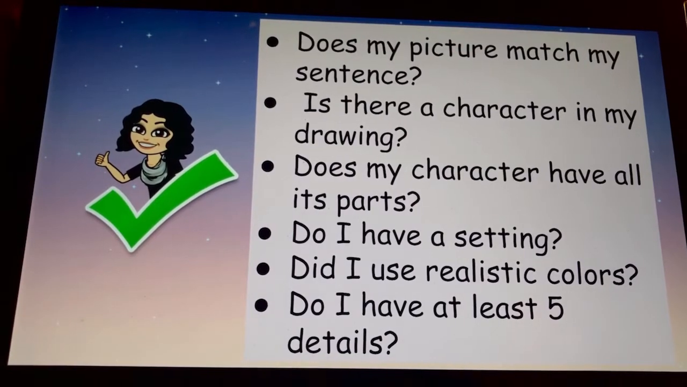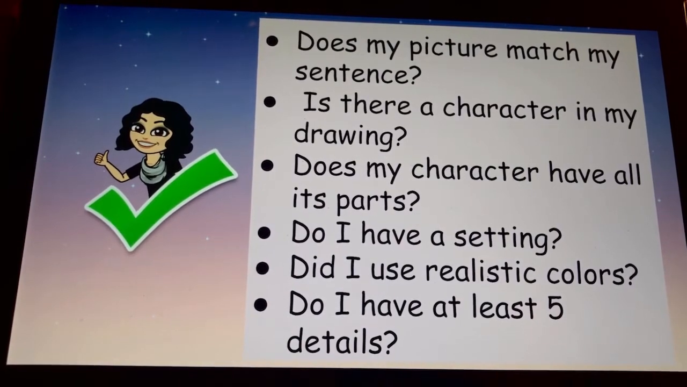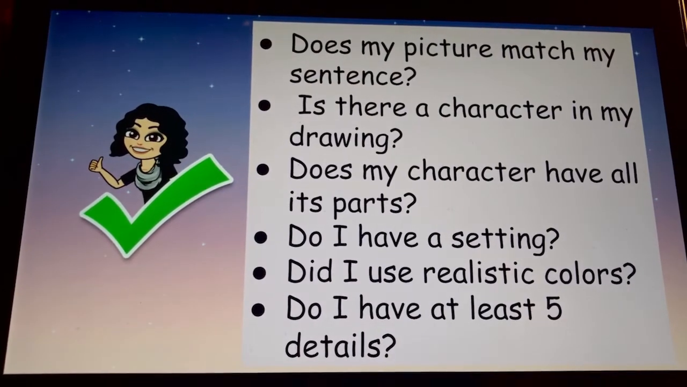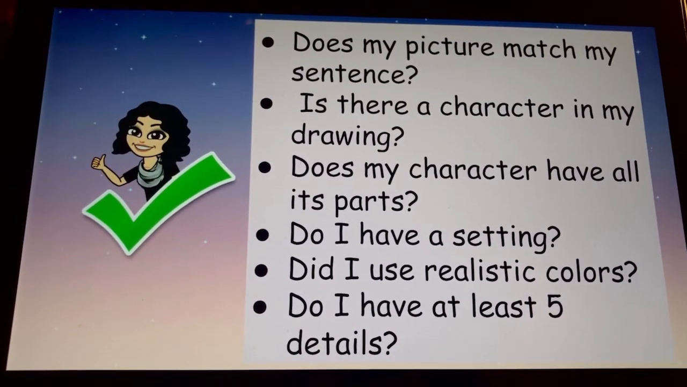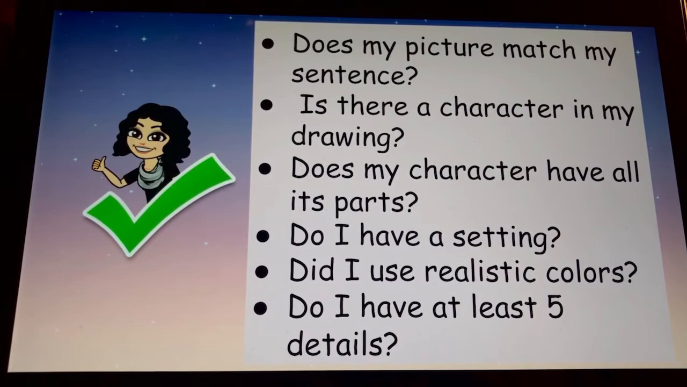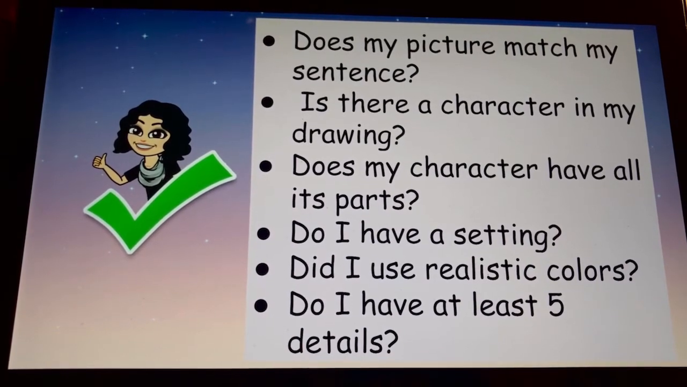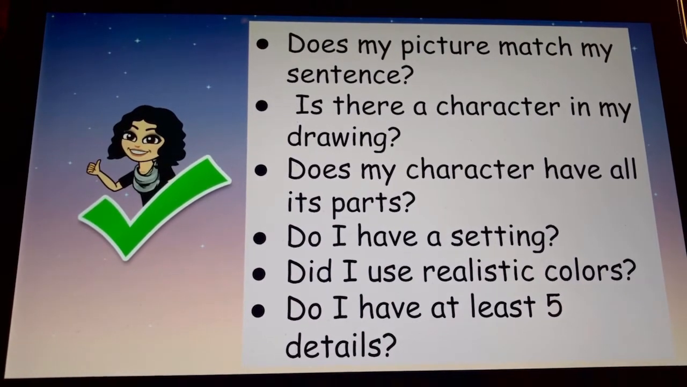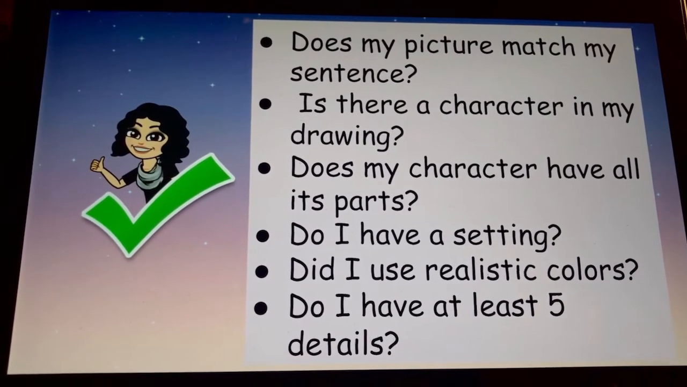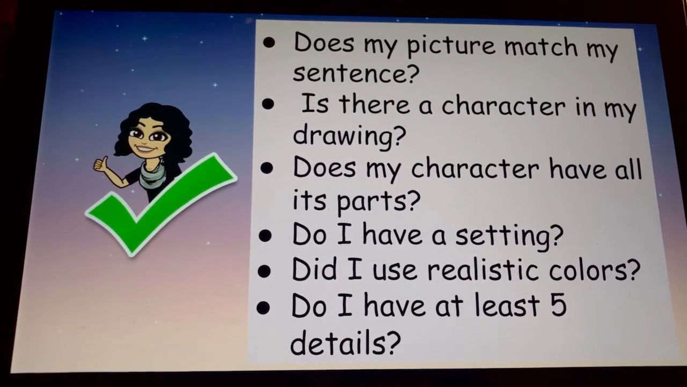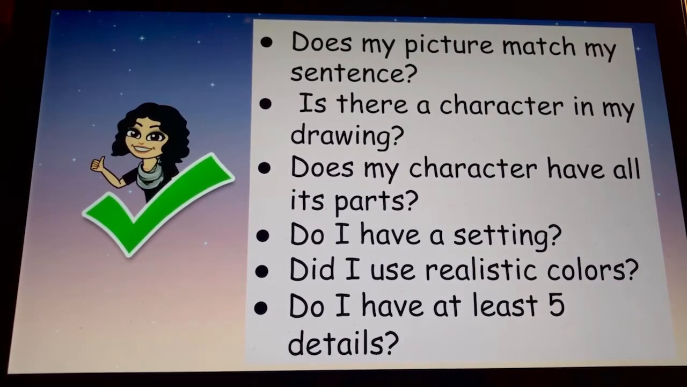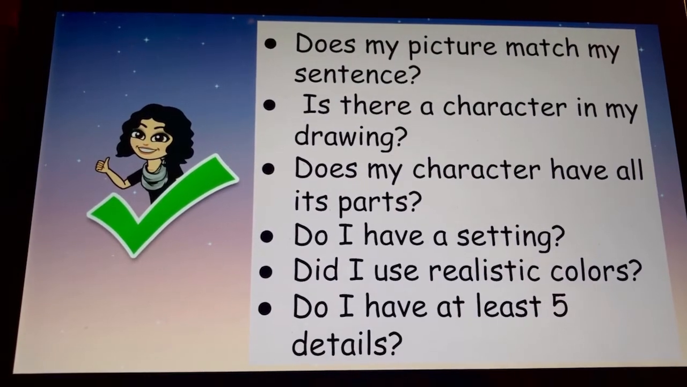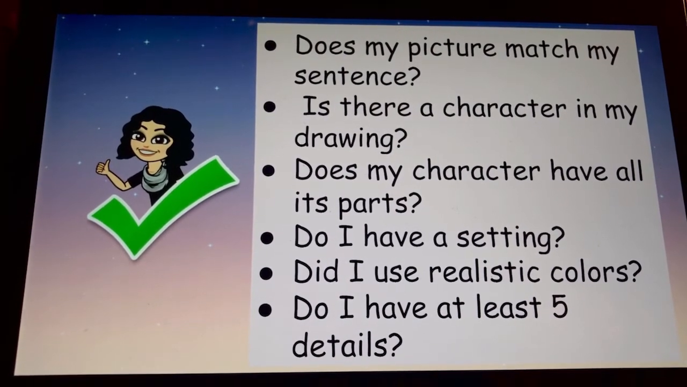Now that you finished drawing your picture, let's check your picture. Does your picture match your sentence? Do you have a character in your drawing? Does your character have all its parts? And very important, did you include a setting in your drawing to let us know where your character is at? Did you use realistic colors when coloring your characters and your setting? And do you have at least 5 details in your picture?